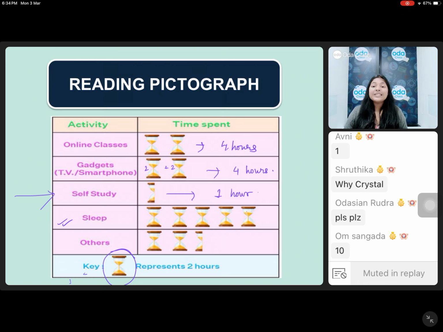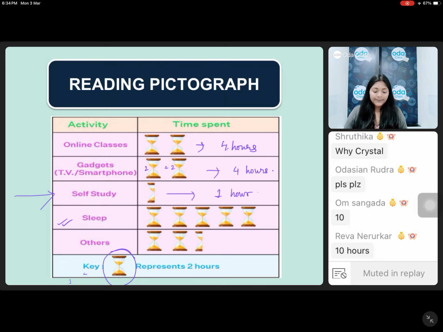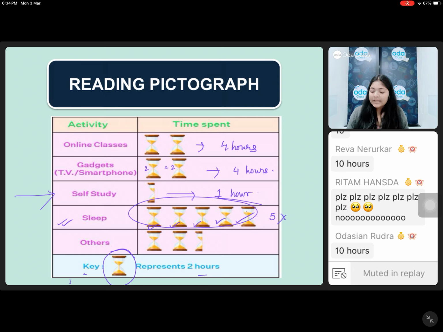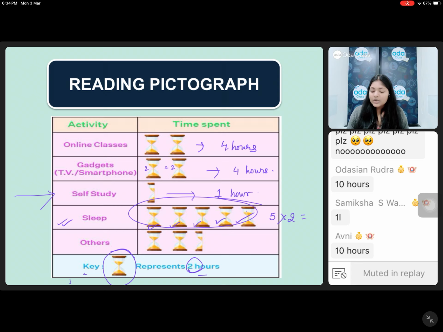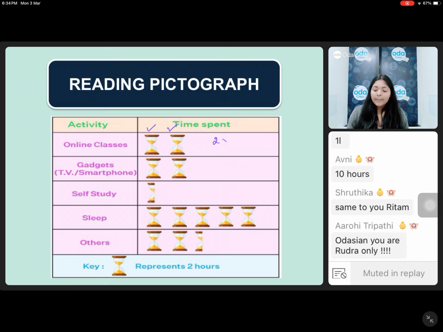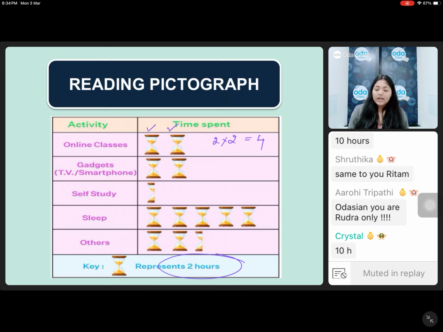Now for sleep, tell me. How much time has been spent for sleeping? Look into it. We have 1 as 2. So we have 1, 2, 3, 4, 5. Simply count the number of sandy hourglasses, then multiply it with the key, that is 2. So this is called 10. Okay, what are we doing? Simply count it, 1 and 2. Multiply it with the value given. So it is 2. It is 4. Again, 2 multiplied by 2 is 4.